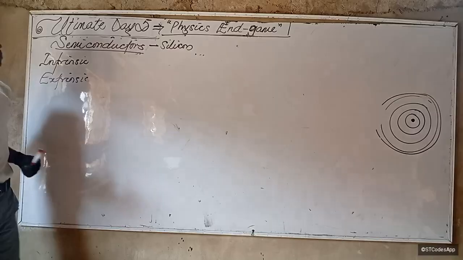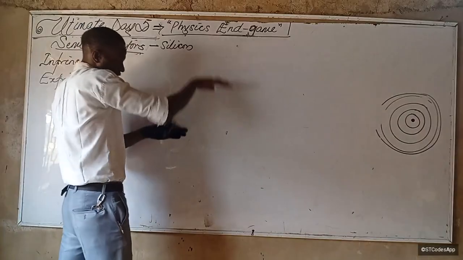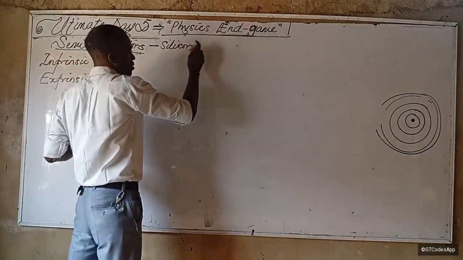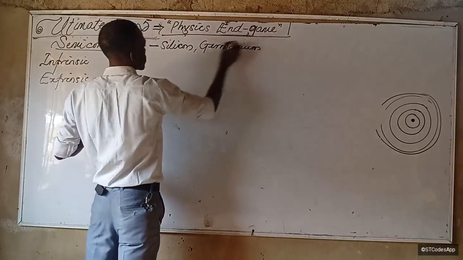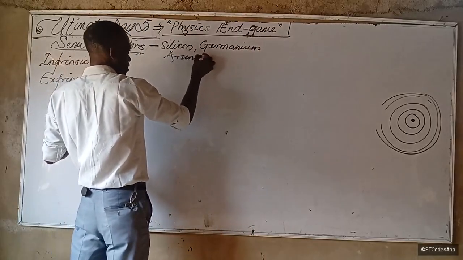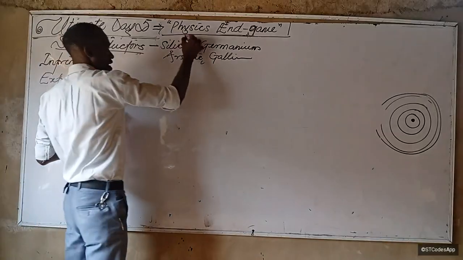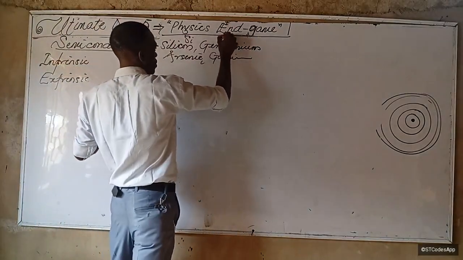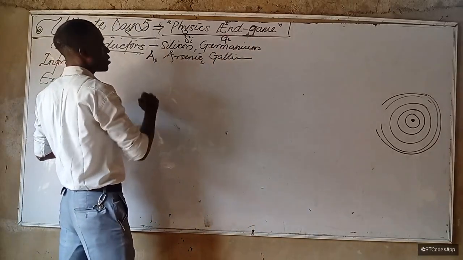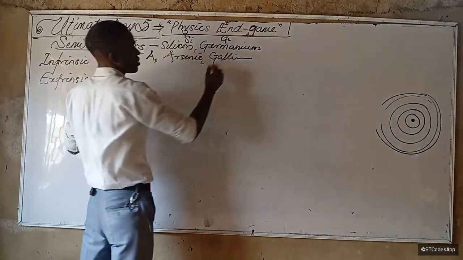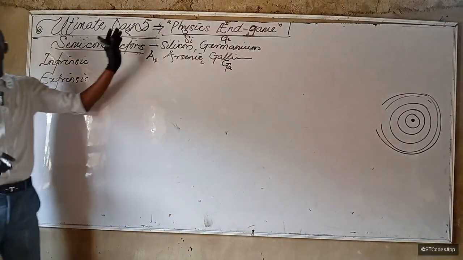So my point now is this. Examples of semiconductors: we have silicon, germanium, arsenic, gallium. All right. So silicon is Si. This one is Ge. Gallium is Ga. Okay, so all these are semiconductors.